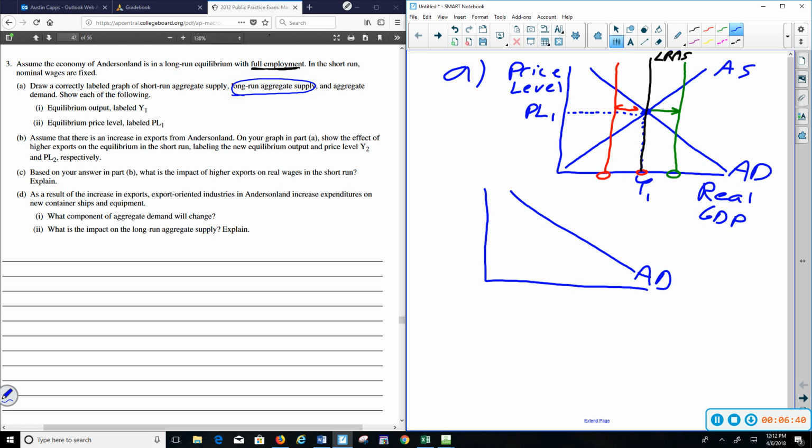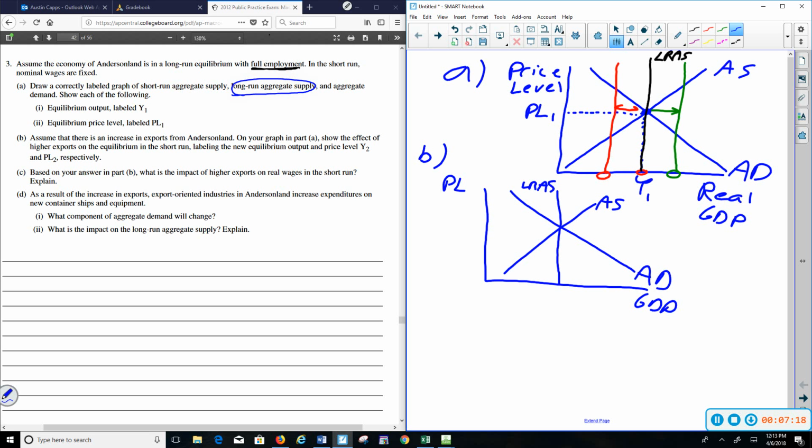Aggregate demand, aggregate supply, price level, GDP, and currently we are at full employment equilibrium, so the long run aggregate supply is coming straight through our equilibrium point. So part B says, we'll go ahead and label this part B, there are higher exports in the economy. Now, what does that mean? That means that countries around the world are wanting to purchase our goods. They are demanding our goods. And so we are shipping more of our goods overseas.